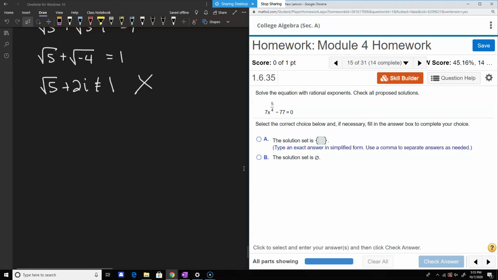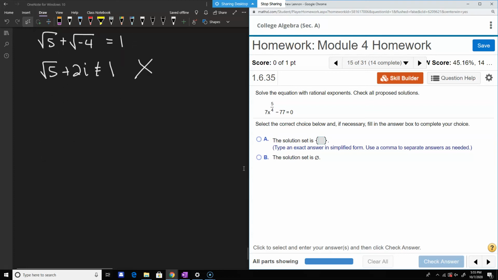Rational exponents is going to be similar because you can think of every radical as a rational exponent. What you have to do is you just have to raise both sides to the reciprocal power. So same sort of thing here. You want to isolate the x and then raise it to the appropriate power to isolate x. So let's see how that goes here.